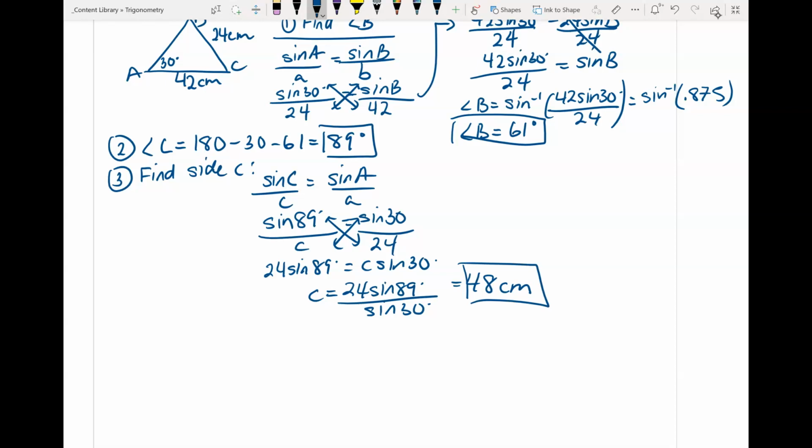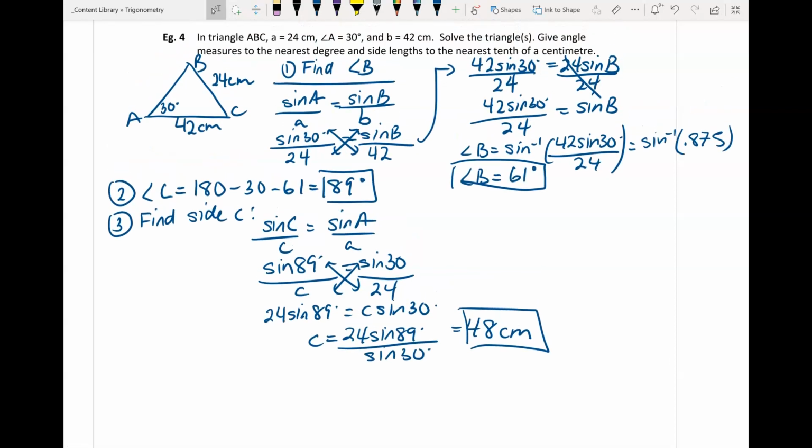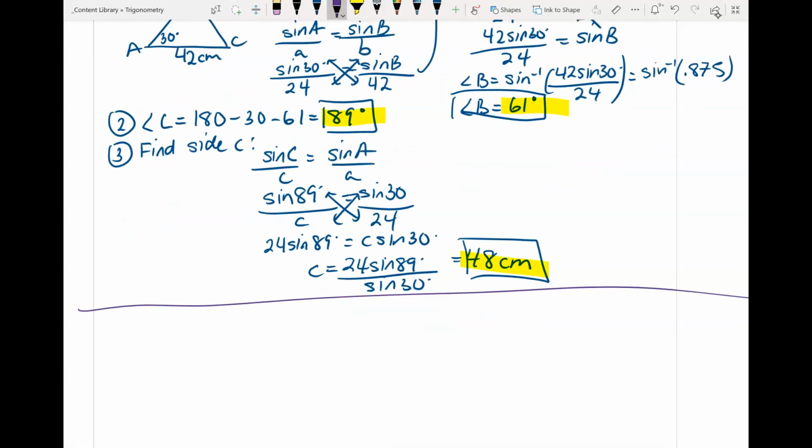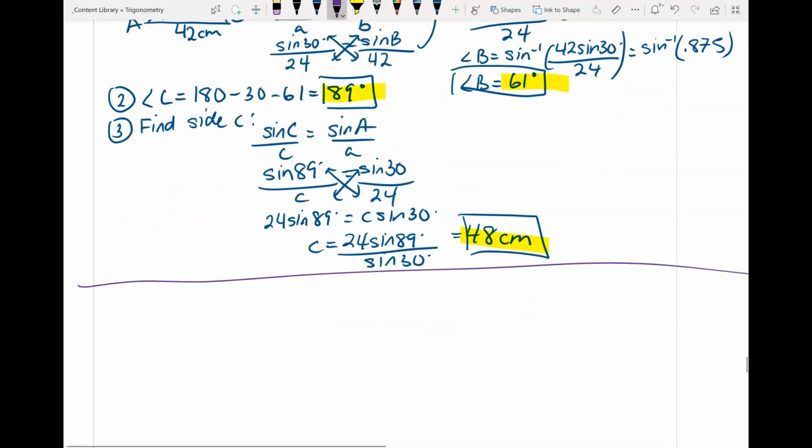So we just finished solving for that one triangle where we have angle B as 61 degrees, angle C as 89 degrees, and side C as 48 centimeters. Now the next thing we're going to do is see if there is a second triangle.